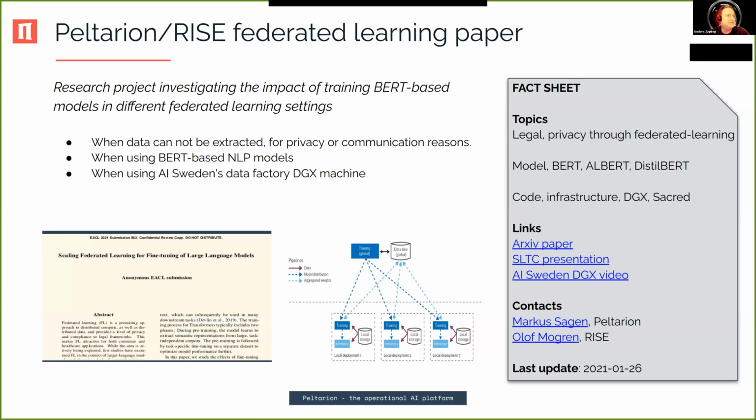We have partly been speaking about federated learning already, so I don't think we need to say much more about that, but you can see here the slide in this use case library format with some of the main research questions we're looking into. In the fact sheet to the right, you see the details: we're working with legal challenges and trying to find increased privacy by using federated learning techniques, and the different models we're looking into. We also have links to the paper, presentations and videos, and to contacts you can reach out to if you want to know more about this.